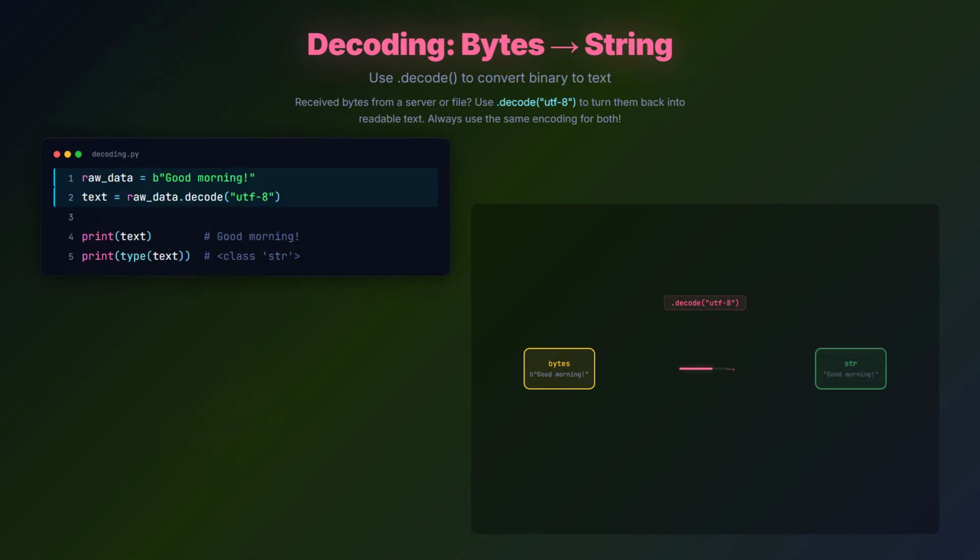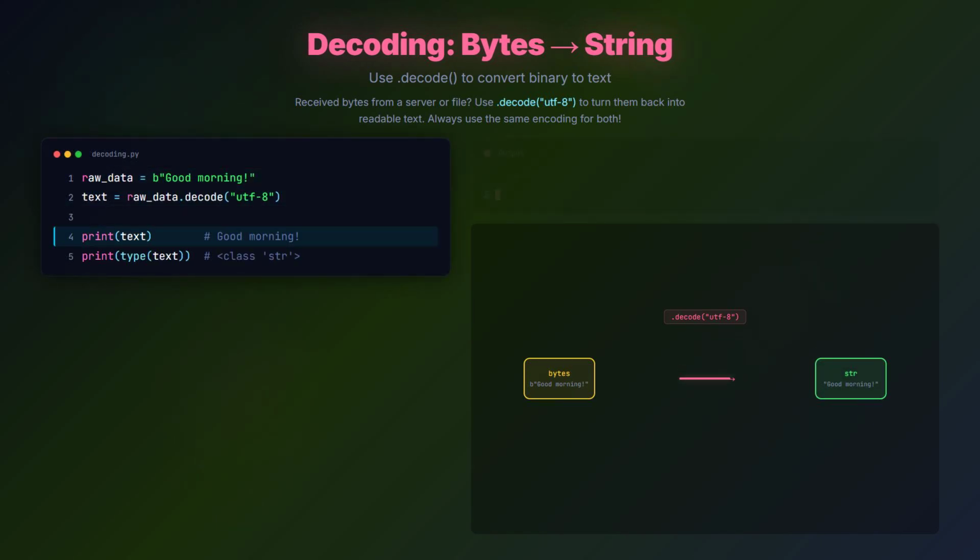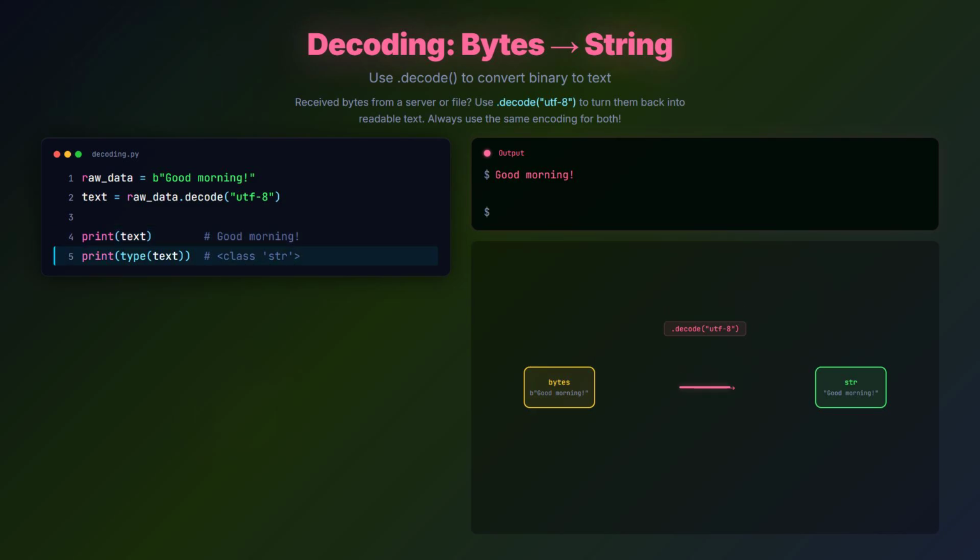Now, let's go the other direction. You've received some bytes from a server or a file. How do you turn it back into readable text? You decode it using the .decode method. Simple rule to remember: string to bytes is encode, bytes to string is decode. Always use the same encoding for both. If you encode with UTF-8, decode with UTF-8. Mismatching them will cause errors or garbled output. Watch as the bytes transform back into a string, and the type changes from bytes back to str. This encode-decode pair is fundamental to working with data in Python.